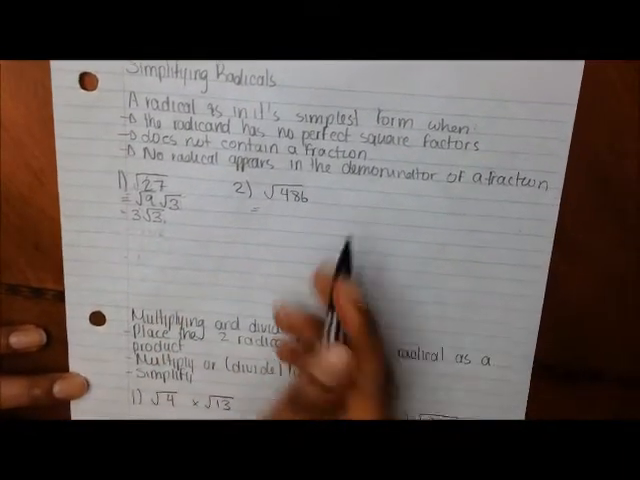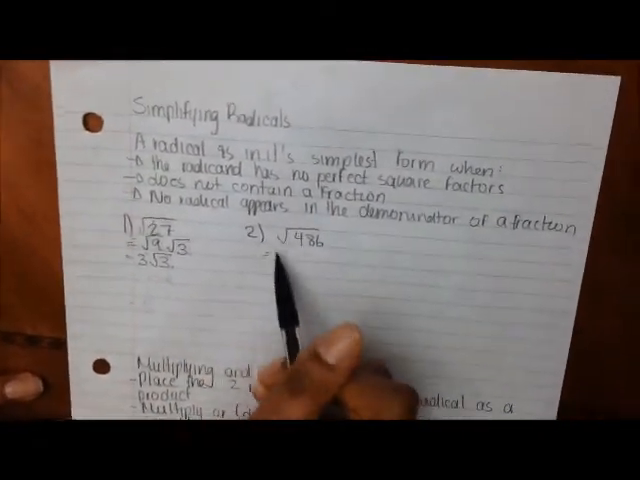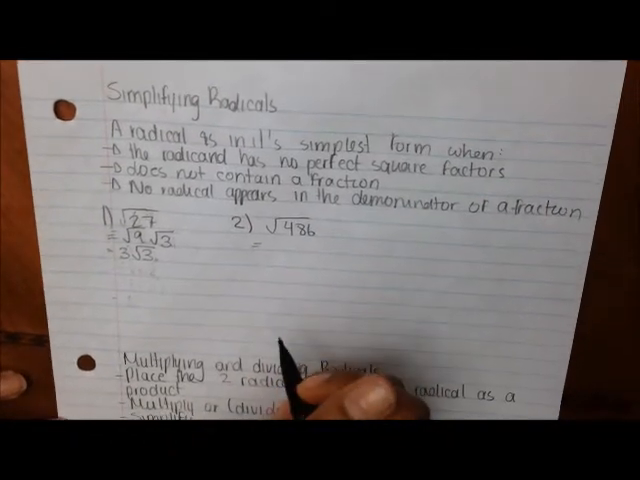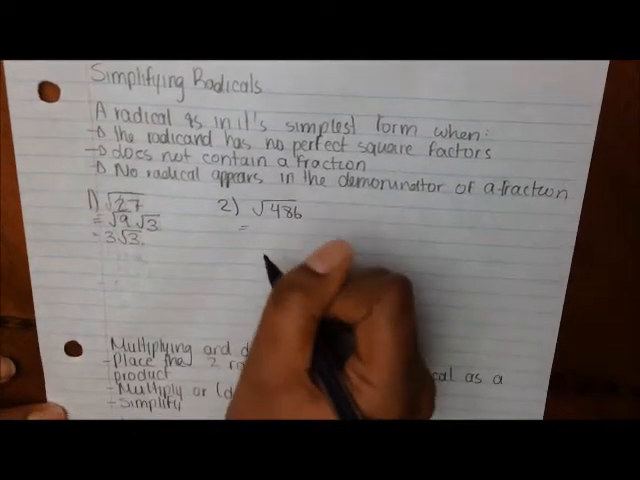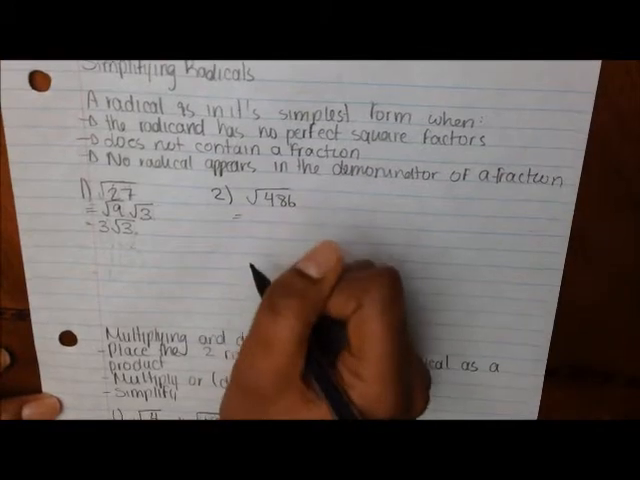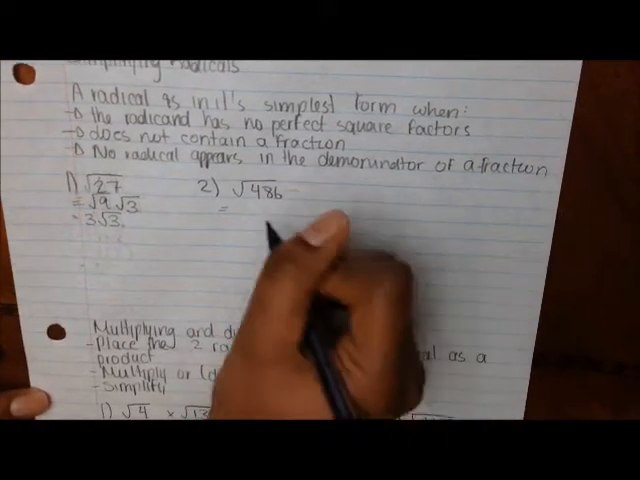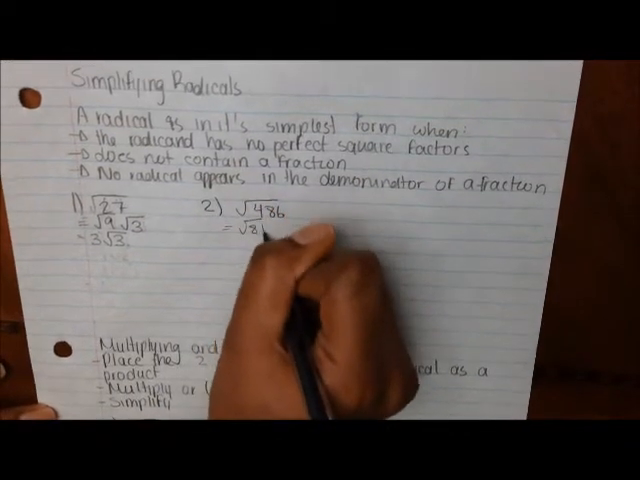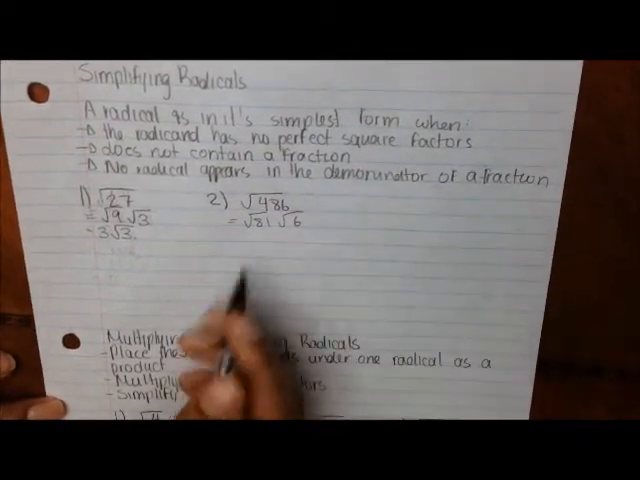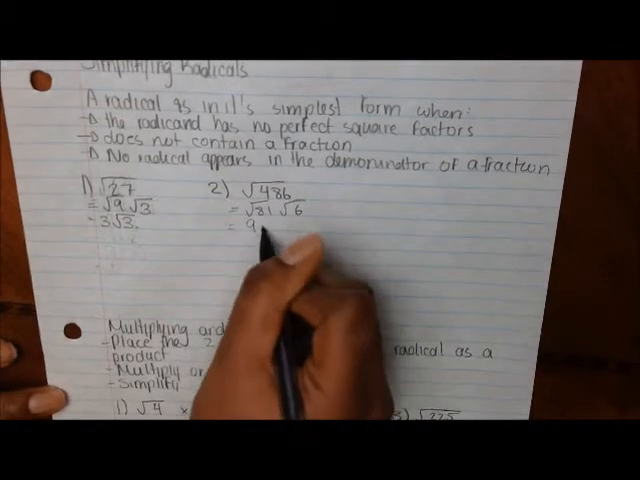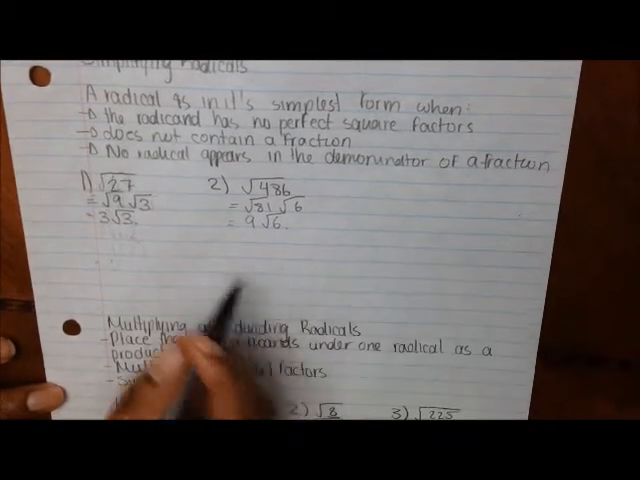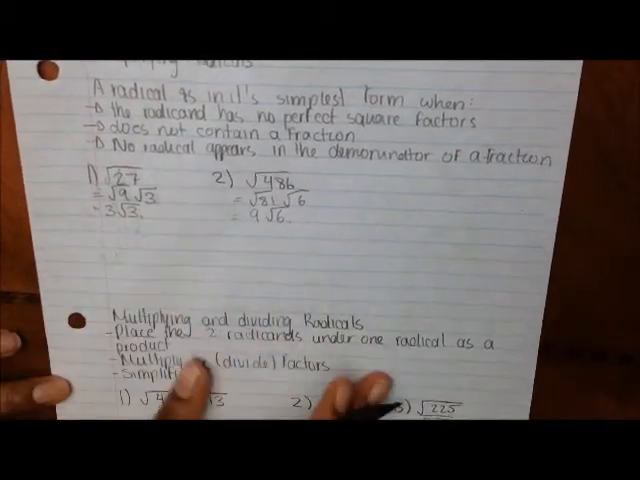So now we're going to go into a harder example. It's square root of 486. So I know what can go into it is 9 times 9 is 81, and 81 times 6 is 486. So it'd be 81 and 6. I know the square root of 81 is 9, and you leave that 6 there. So I can't simplify this anymore, so that is all you need to do.